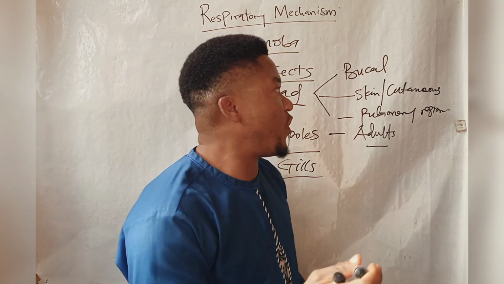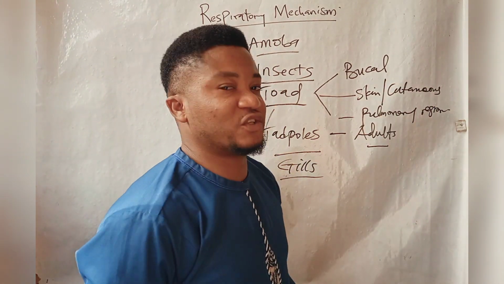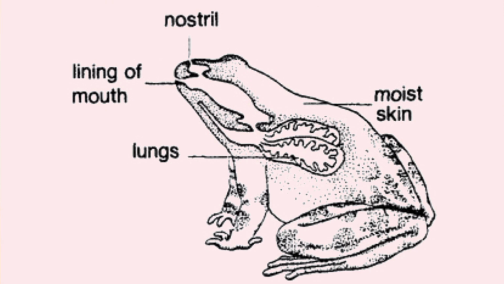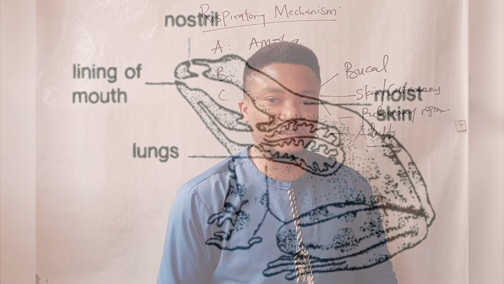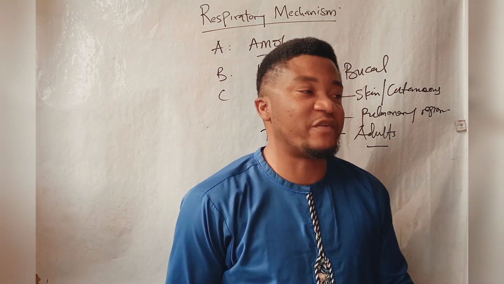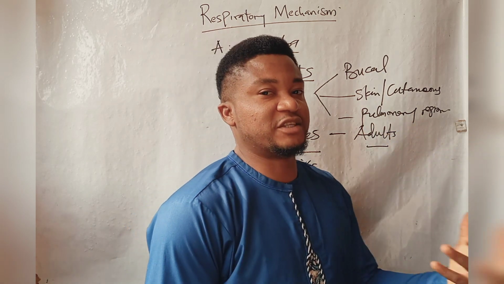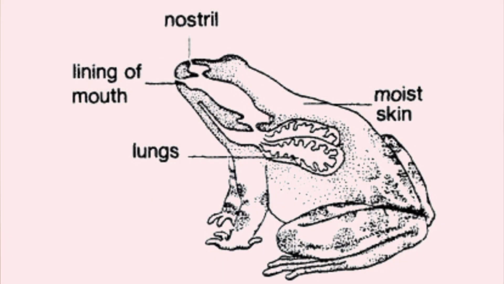All this tends to happen within the toad. When we talk about the buccal respiration, we are talking about the mechanism where the toad uses the mouth and the nostrils to take in air, oxygen, and also to give out carbon dioxide. When we are talking about the skin or the cutaneous, this is what simply happens across the entire body surface of the toad, where air tends to diffuse through the body surface of the toad. For pulmonary respiration, the adult toad tends to carry out respiration using the lungs when on land.